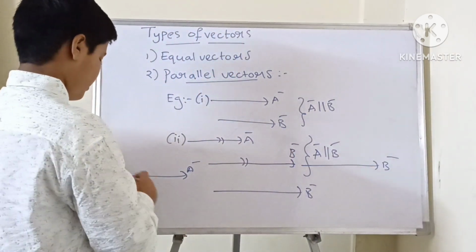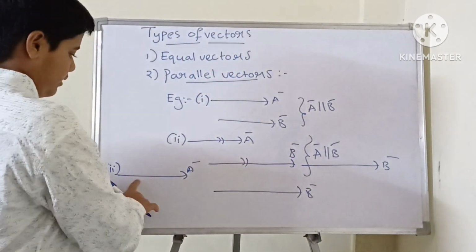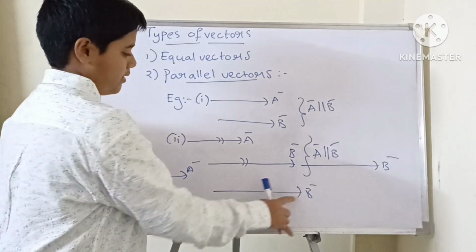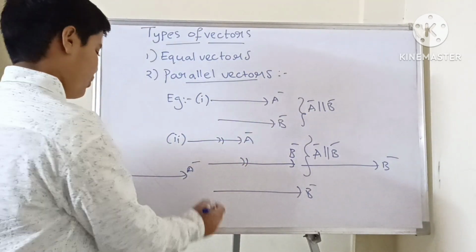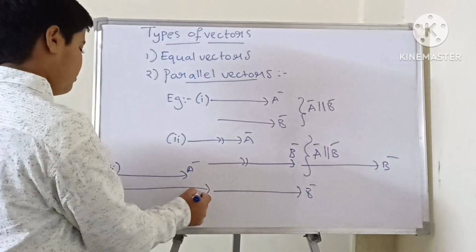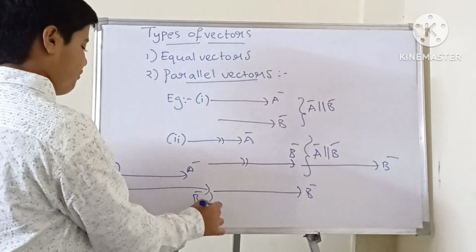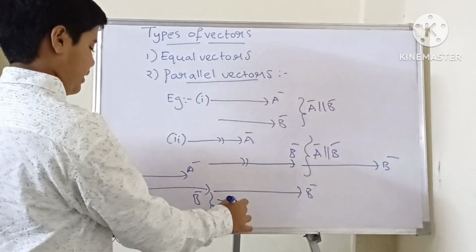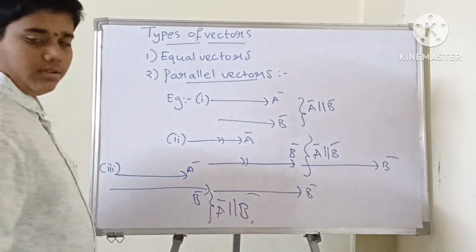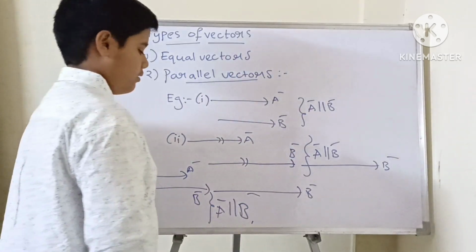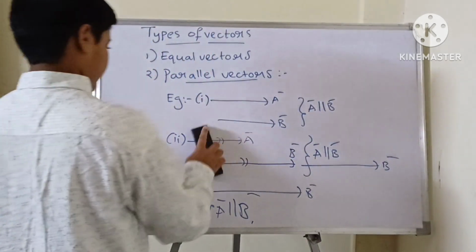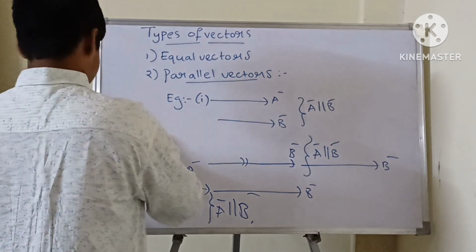Okay. So in the third case, this is A bar and this is B bar, in the same position. We can slide this B vector like this, so it forms A bar parallel to B bar. Okay. So like this we can make any other set of parallel vectors.